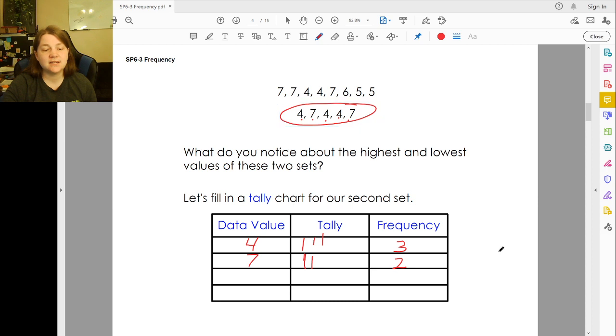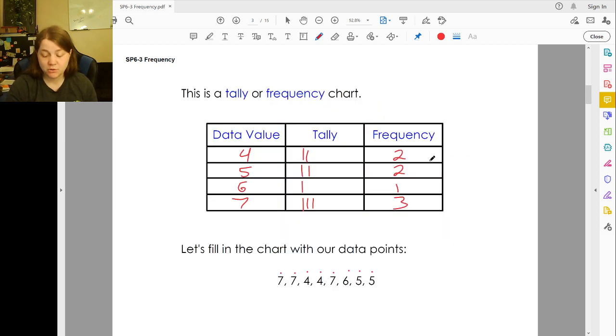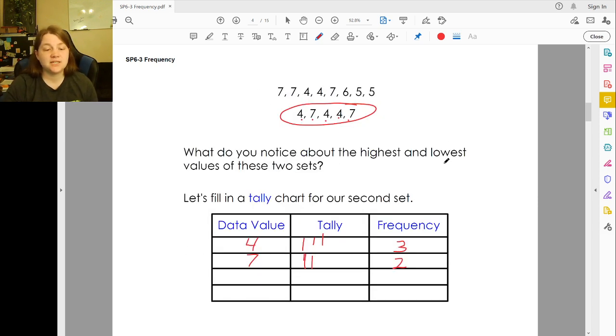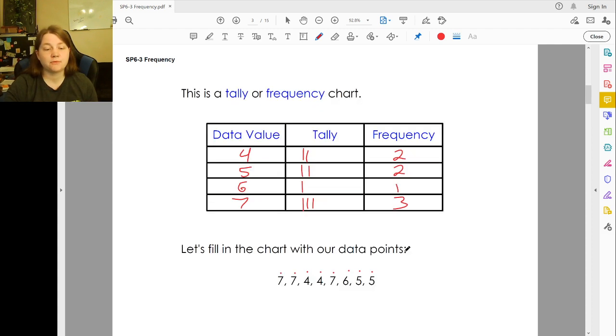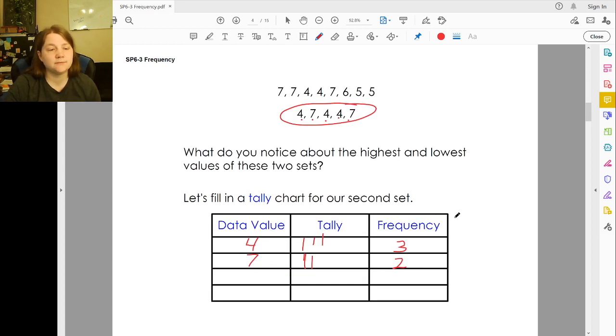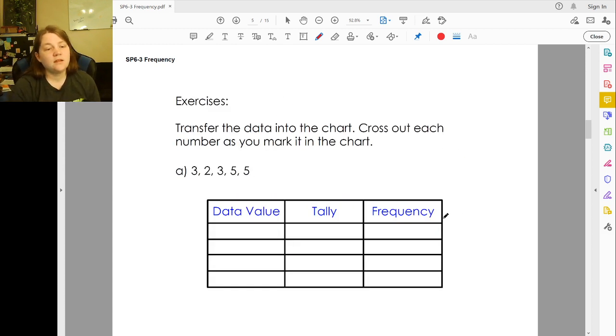So you can see that in the first set, 4 showed up twice. In the second set, it showed up 3 times. 7 showed up 3 times over here and only 1 time over here. They want you to transfer this data into the chart. This is making another frequency chart. So I'm going to let you go ahead and try to make this one first, and then we'll talk about it.